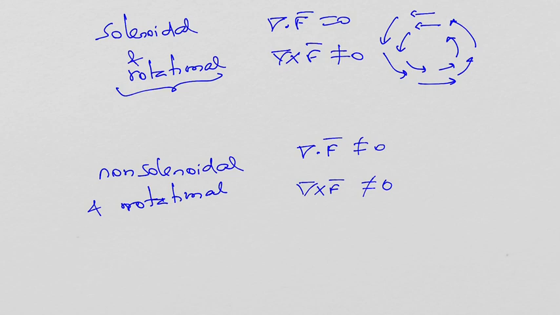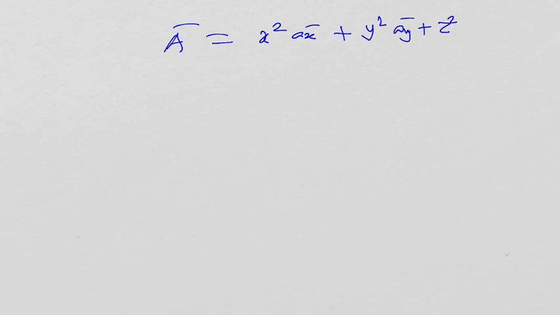Now we can notice that it looks to be simply, can you identify the nature of it? We can quote some examples. For example, I can determine the divergence and the curl of a vector field. For example, A is equal to x squared ax plus y squared ay plus z squared az.